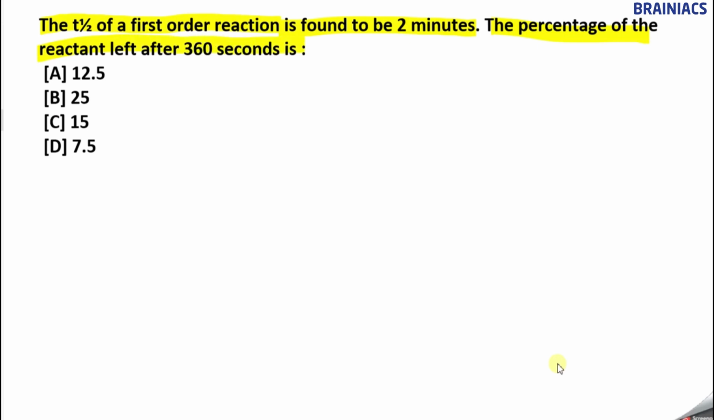So let me say it's a first order reaction and they have given the t half as 2 minutes, right? If it is 2 minutes, how many seconds is it? 1 minute is 60 seconds, so 2 minutes is 120 seconds. Now they are asking you the percentage of the reactant that is left after 360 seconds. So we can find out how many t half 360 seconds is equal to.